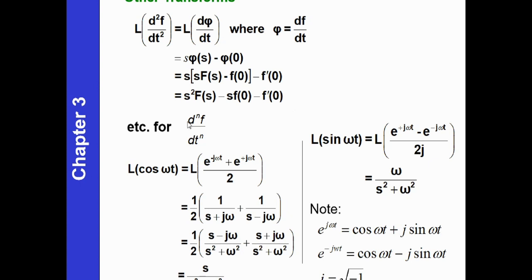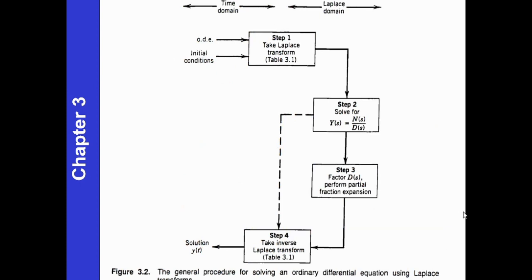And we also have Laplace transforms for cosine and sine. For example, the Laplace transform of cos ωt is given as s over s² plus ω². And for sine, L of sin ωt will be given as ω over s² plus ω². And many others. Basically, Laplace transformations are summarized in Table 3.1.